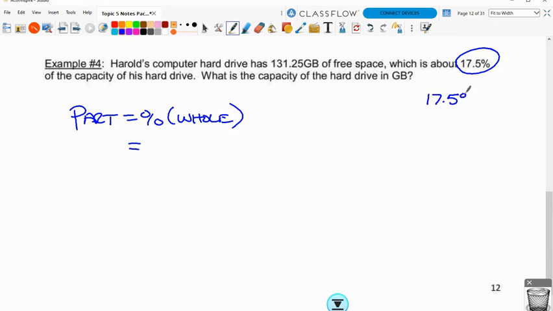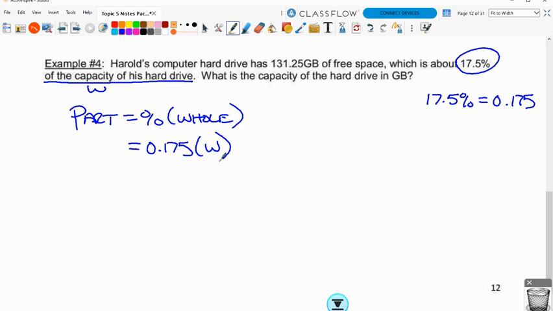Let's convert that into a decimal first. Move the decimal back once, twice to the left. That's going to be 175 thousandths. So we're going to record that right there in our equation, 175 thousandths. And remember, we always find a percent of the whole. So the whole value in this case represents the capacity of his hard drive. Looking through here, I don't think we know the capacity of his hard drive, because it says, what is the capacity of the hard drive? So the whole value, W, is what we're going to be looking for.